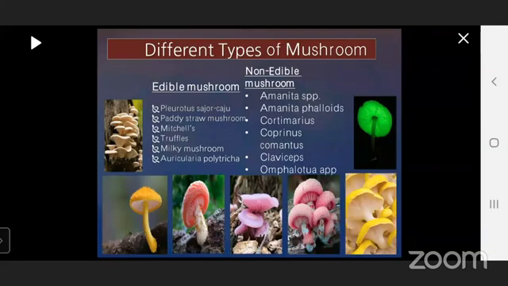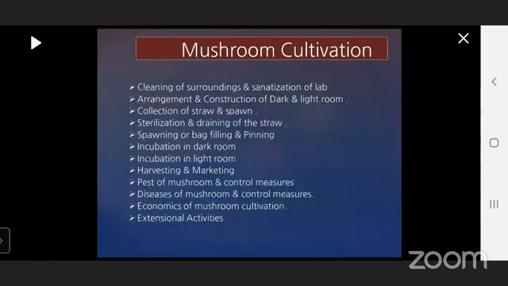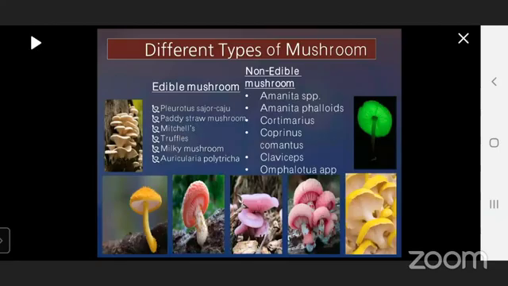So edible mushroom. There are a few examples of edible mushroom. That is Pleurotus sajor-caju, which means oyster mushroom. Then paddy straw mushroom, Agaricus bisporus. Then Morchella species, truffles, milky mushroom, reishi mushroom, wood ear mushroom. These are the different edible mushrooms.